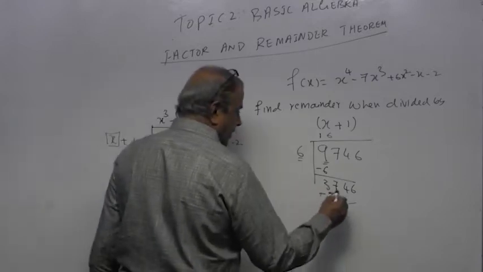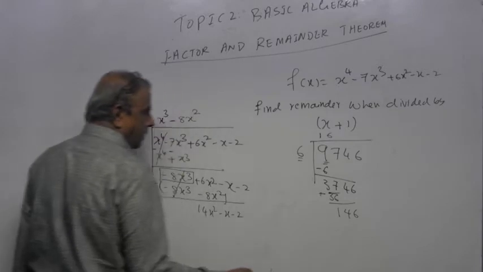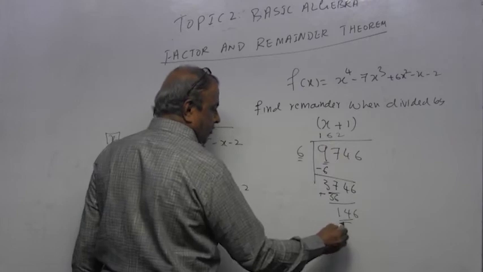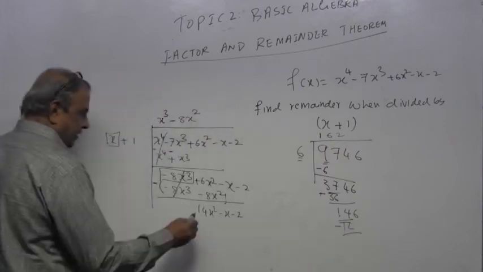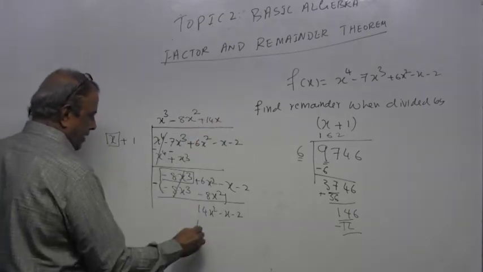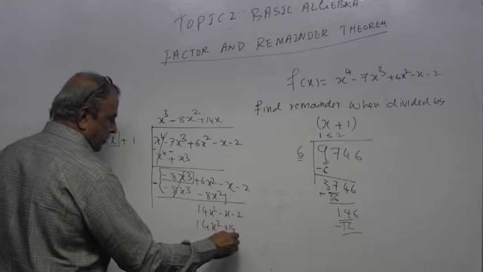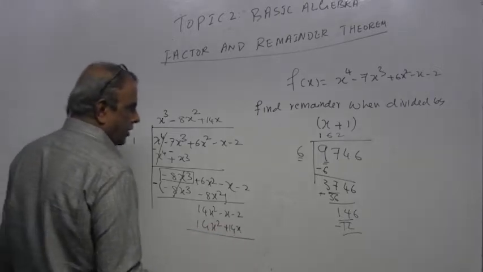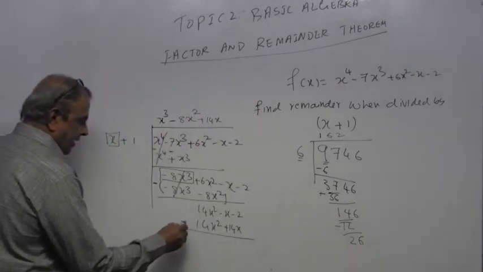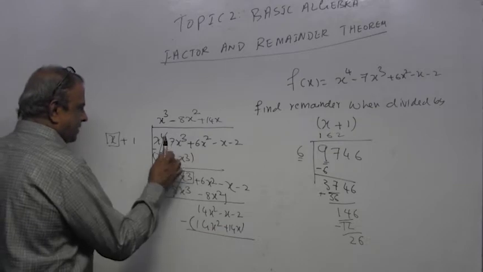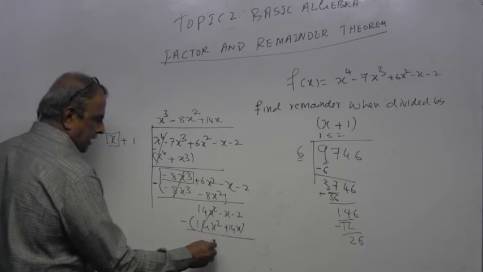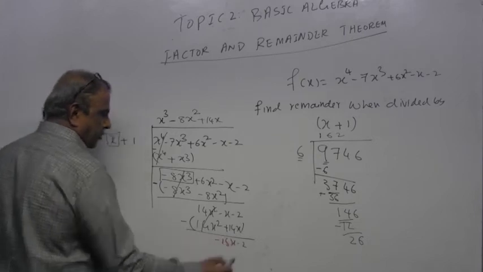Here, let's go back. 1, 4, 6. What do you do next? This is 14. That is 6. So 6 2s are 12. You subtract. This is 14x squared. That is x. So multiply by 14x. I get 14x squared plus 14x. Good. So 14 minus 12 is 2, 26. Here, take away. I should have put a bracket. These cancel. Minus x minus 14x is minus 15x minus 2.